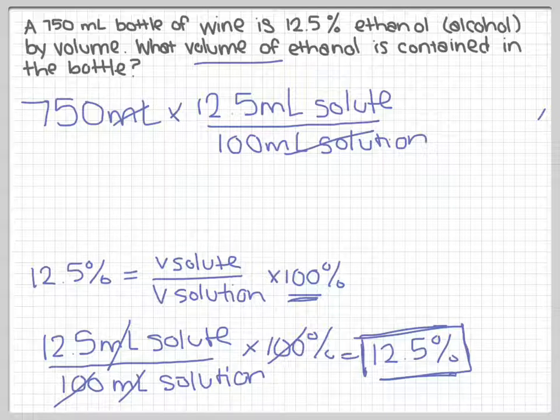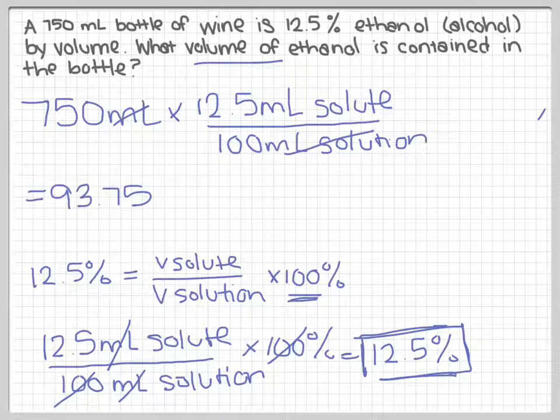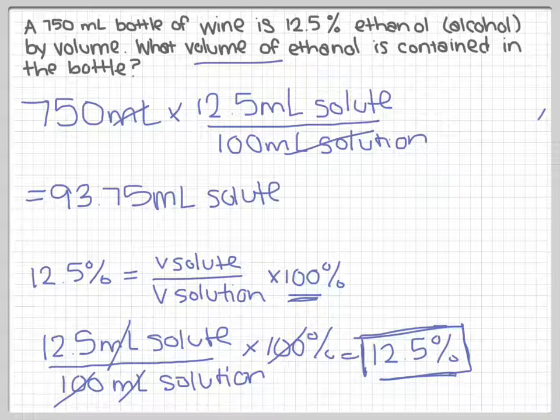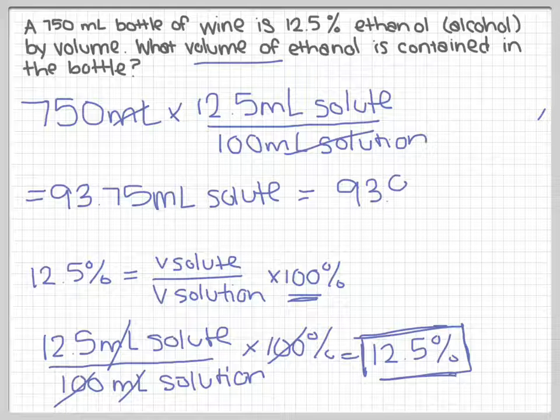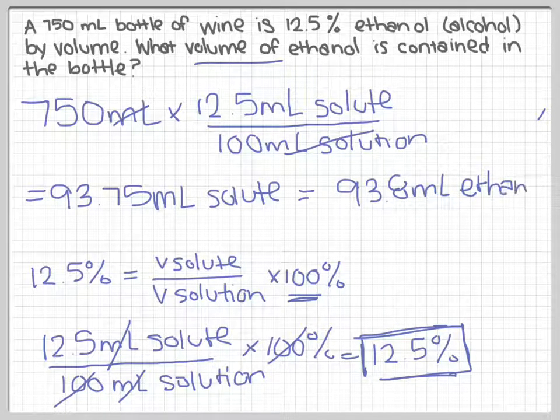You can see that I have 750 times 12.5 divided by 100. And that gives milliliters of solute. Let me just round to 3 significant digits, since that's what I had in the question. So this is going to give me 93.8 milliliters of ethanol. Here's my answer.